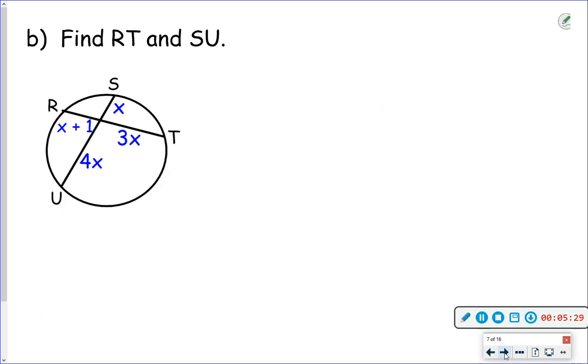Okay, more chords. Doesn't matter which one you start with. I'm going to start with this one. Doesn't matter which piece you start with. I'm going to start with the 4x. I'm going to do 4x times x. And then I'm going to do the other chord, which again, doesn't matter which piece you start with. I'm going to start with the 3x and the x plus 1. So there's the geometry. That's super easy.